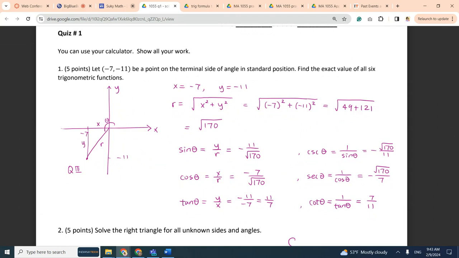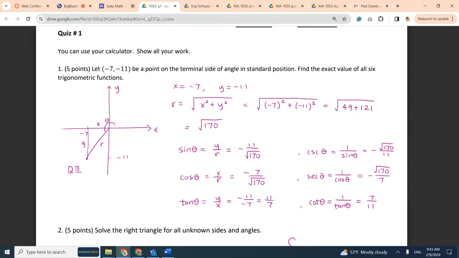And then we find r. r is the square root of x squared plus y squared. In this case, x is minus 7 and y is minus 11. Be careful, this is parentheses. When you square a negative number, it becomes positive. So positive 49 plus 121 is the square root of 170. Okay, what is the exact value?